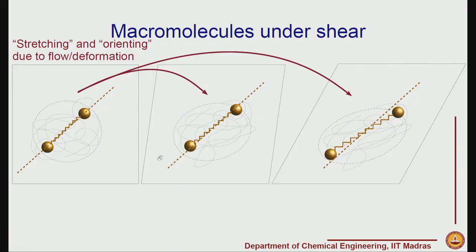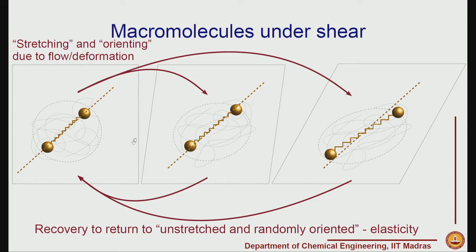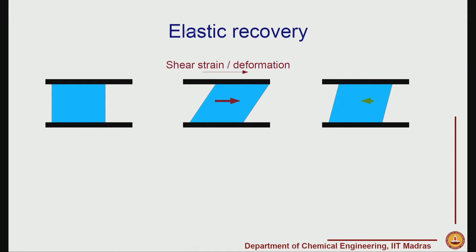Now, going further we will look at a few additional phenomena, and just to remind ourselves, in this macromolecular picture at the mechanical analog scale, you have stretching and orientation in flow, and due to this stretching and orientation, whenever flow is stopped, there is a tendency of the bead and dumbbell to go back to unstretched and randomly oriented, and therefore there is always an elasticity associated with these macromolecular solutions. Now, let us look at the phenomenon of elastic recovery.